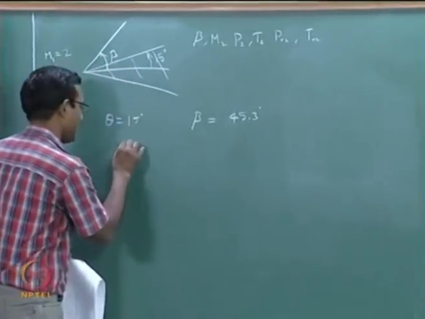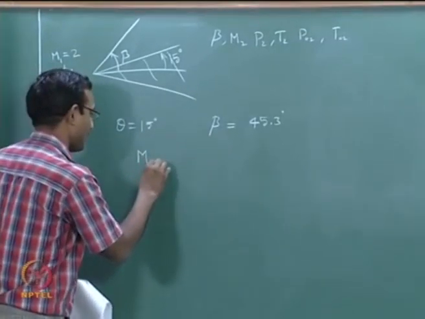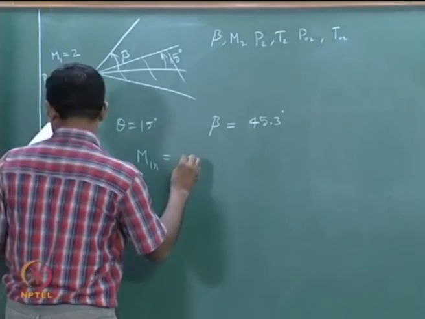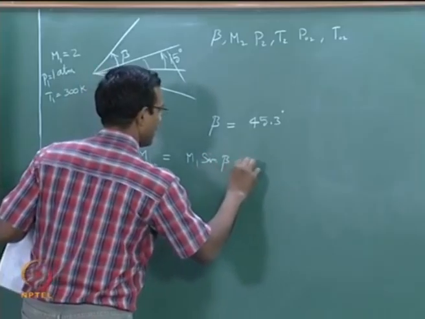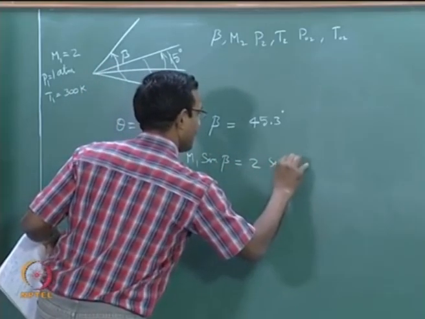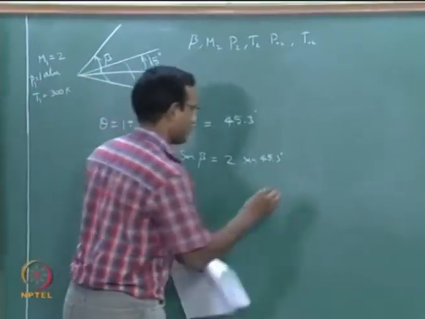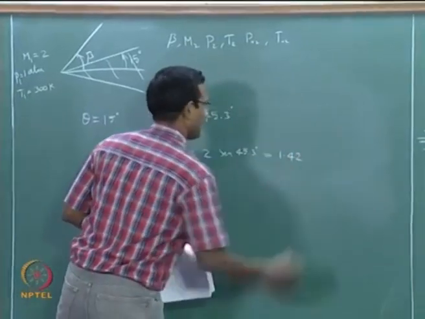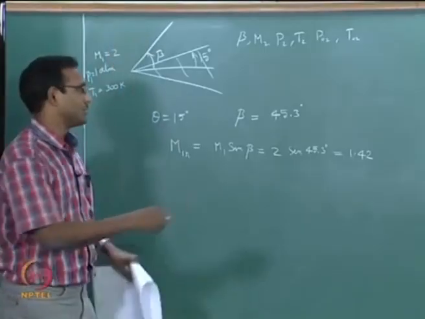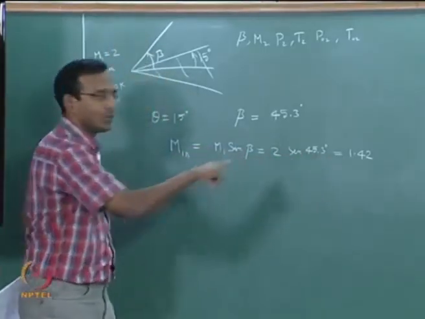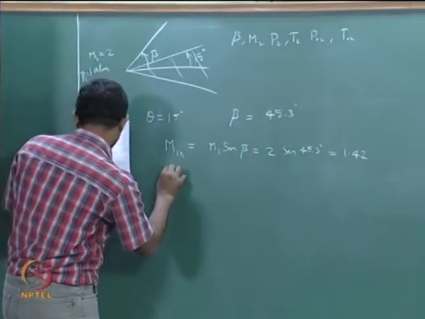Now, once I know the beta I can solve the whole problem. M1 normal is given as M1 sin beta, which is 2 sin 45.3 degrees, which happens to be 1.42. Now the problem is simple, I have converted this to a normal shock problem. All I have to do is go to normal shock tables for gamma equal to 1.4 and find all the properties across the shock.